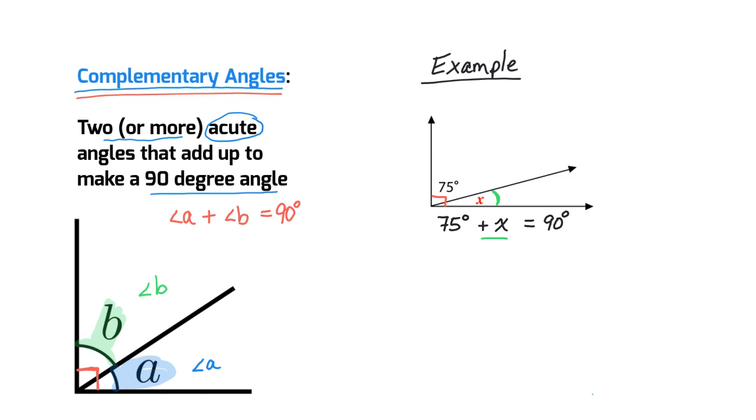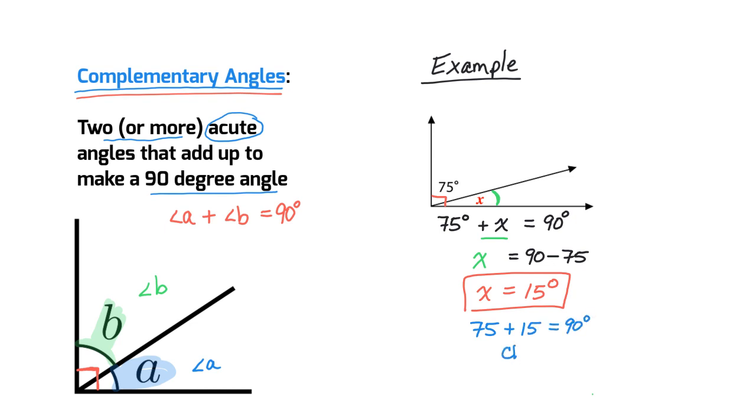So I could say, okay, if I want just x, then I could take 90 degrees and minus the 75 degrees that I know I have, and whatever is left over must be x. And the leftover part is 15 degrees. That is my missing angle. And you can, of course, check your work. 75 plus 15 does equal 90 degrees. So the check does work out.